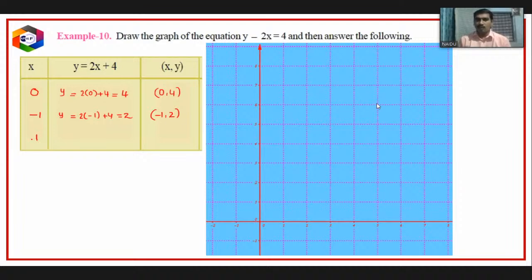So here, again let us substitute. 2 into 1 plus 4, which is 2 plus 4, which will be equal to how much? Yes, no doubt at all, it will be equal to 6. Now the third point is (1, 6). So here I have taken 3 points. I think children, is it clear for everyone? So 3 points I have taken. Now our aim is to plot these 3 points on the graph sheet.